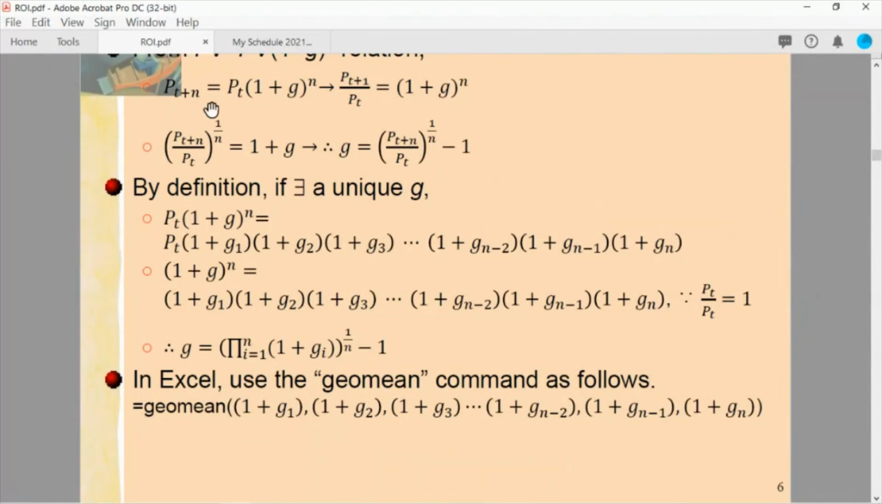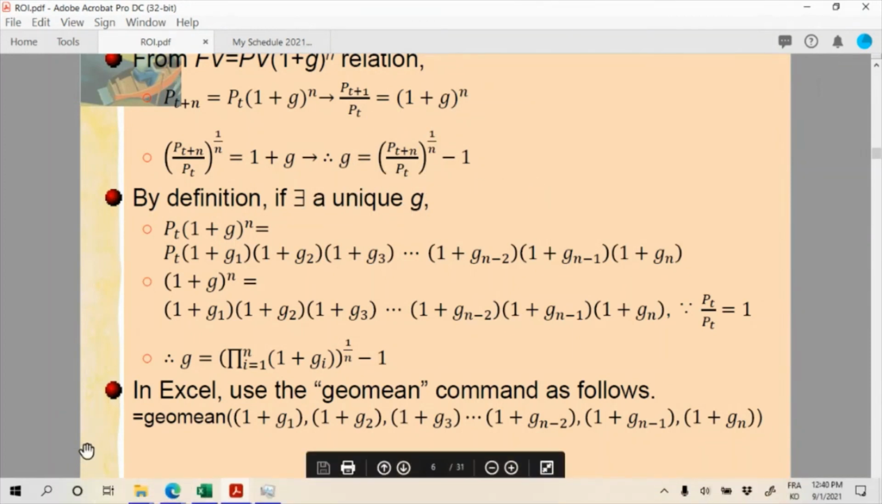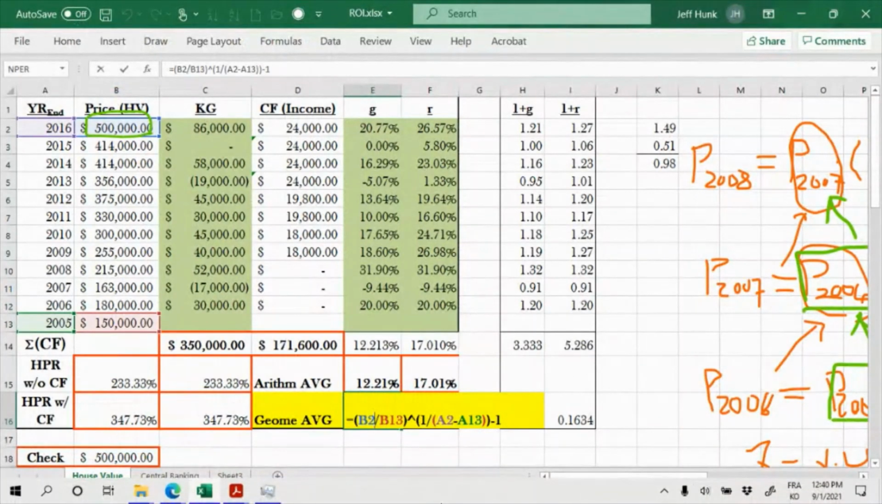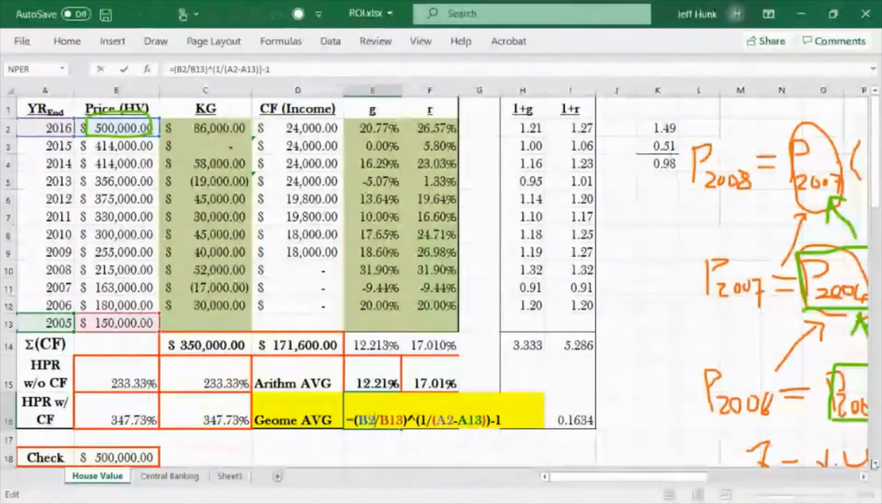Starting from this, P(t+n) is P(t) times 1 plus G raised to N. So if you solve for G, then it will be this. With that in mind, this is what I did. I don't know if I put that formula in here somewhere, but there's another way of looking at it.